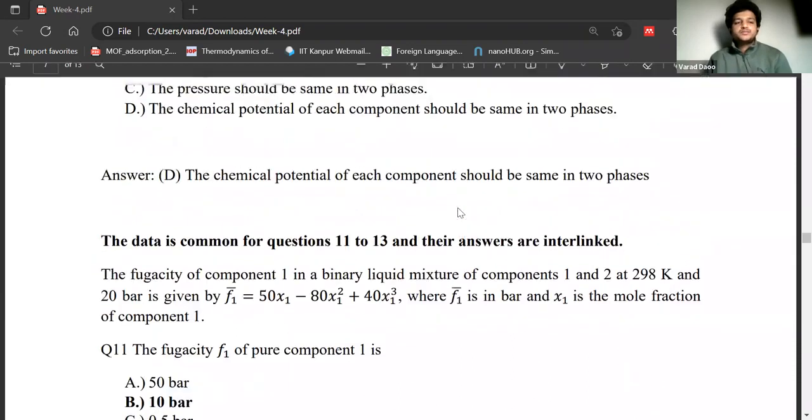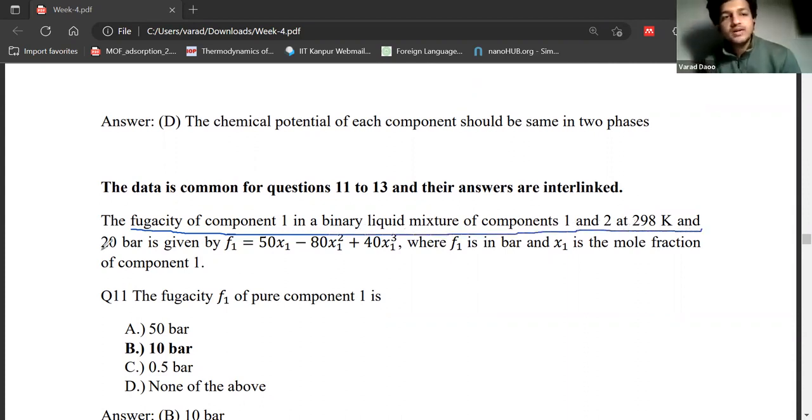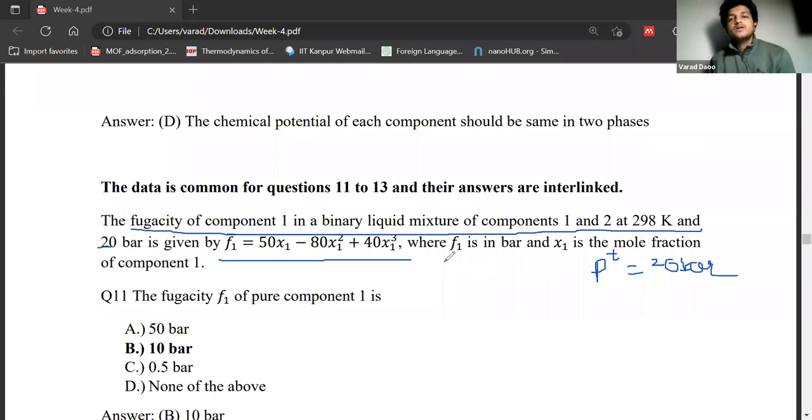So this is the question. It is a linked type of question. We are given fluid component 1 in a binary liquid mixture of components 1 and 2 at 298 Kelvin and 20 bar. So remember, the total pressure has been given as 20 bar. The fugacity is given by this expression, where F1 is in bar and X1 is the mole fraction of component 1. What we need is the fugacity F1 of a pure component.